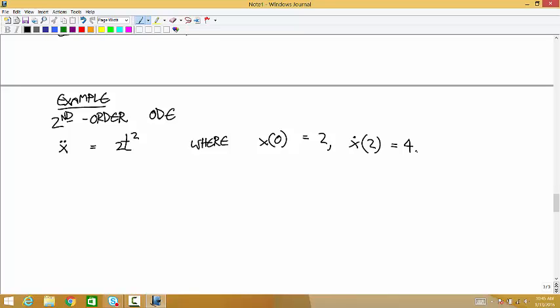Okay, so this idea of separation of variables only works for first-order differential equations, but x double dot is the first derivative of x dot. So we'll just do it in steps, and first we'll do it with our dependent variable being x dot, and then we'll do it with our dependent variable being x.